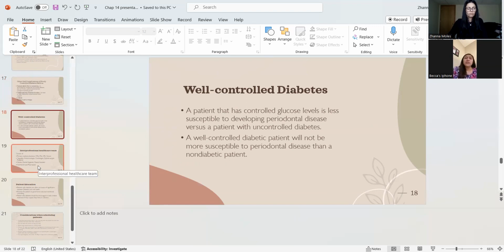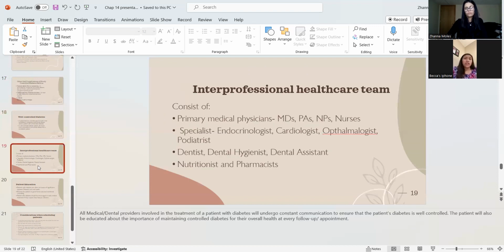In a patient who does have well-controlled diabetes, their susceptibility is going to be less than a patient who has uncontrolled diabetes. It has also been found that well-controlled diabetes is not going to make them more susceptible than a patient who is non-diabetic. So that's good. And then the interprofessional healthcare team.